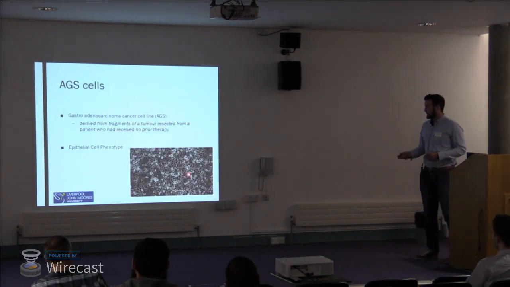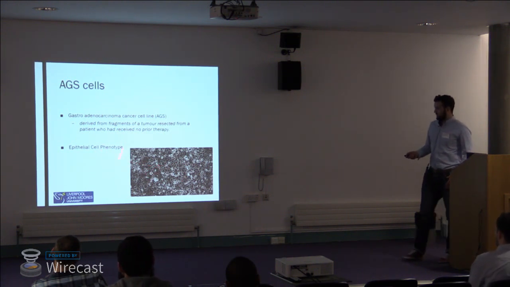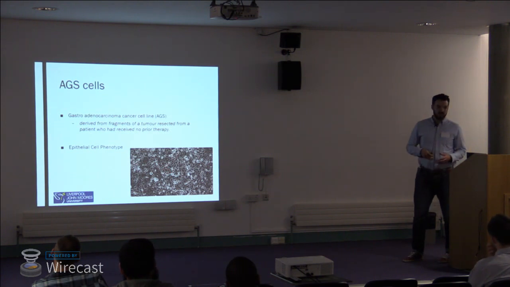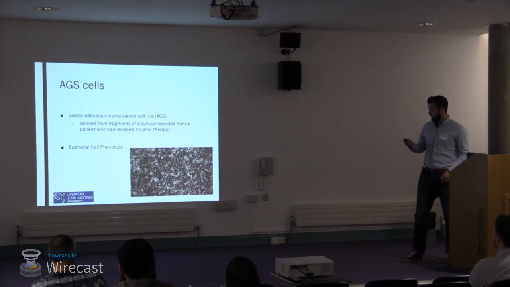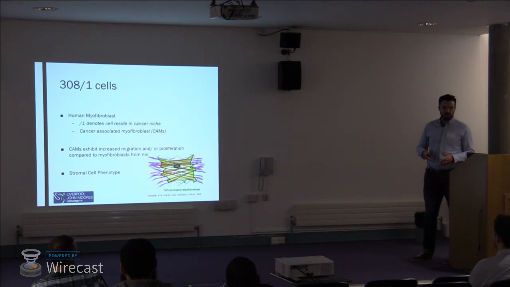So these are the AGS cells. They were derived from a gastric adenocarcinoma cancer cell line. They have an epithelial cell phenotype. The phenotype of epithelial cells is columnar. They're not supposed to change shape very much, and they're supposed to hold as a wall within the stomach. The 3081 cells are stromal myofibroblasts. These cell types are more migratory and proliferate a lot more than epithelial cells. The slash one denotes that these cells reside in the cancer niche.